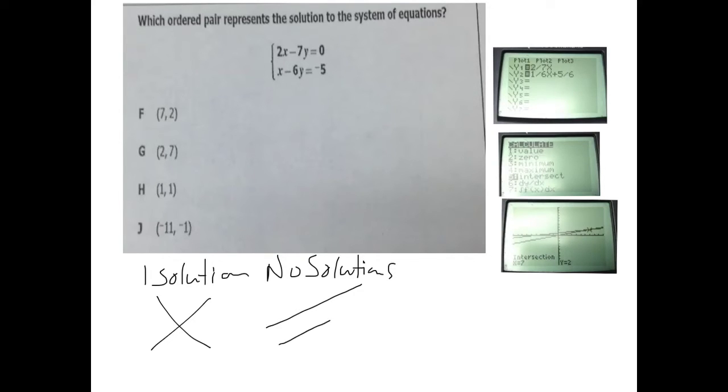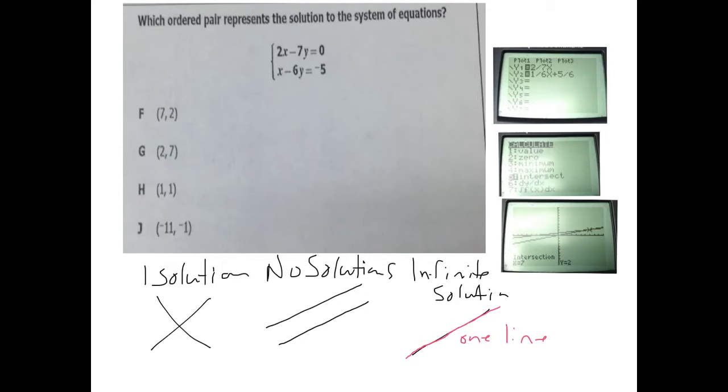Next one. Alright, it says, which ordered pair represents the solution to a system of equations? We know that systems of equations can have three types of solutions. They could have one solution, where the lines cross each other. They could have no solutions, where the lines are perfectly parallel. They'll never touch, not on the screen, not anywhere. And then we have infinite solutions, where we graph one and then the next one, and they're directly on top of each other, so we only see one line.